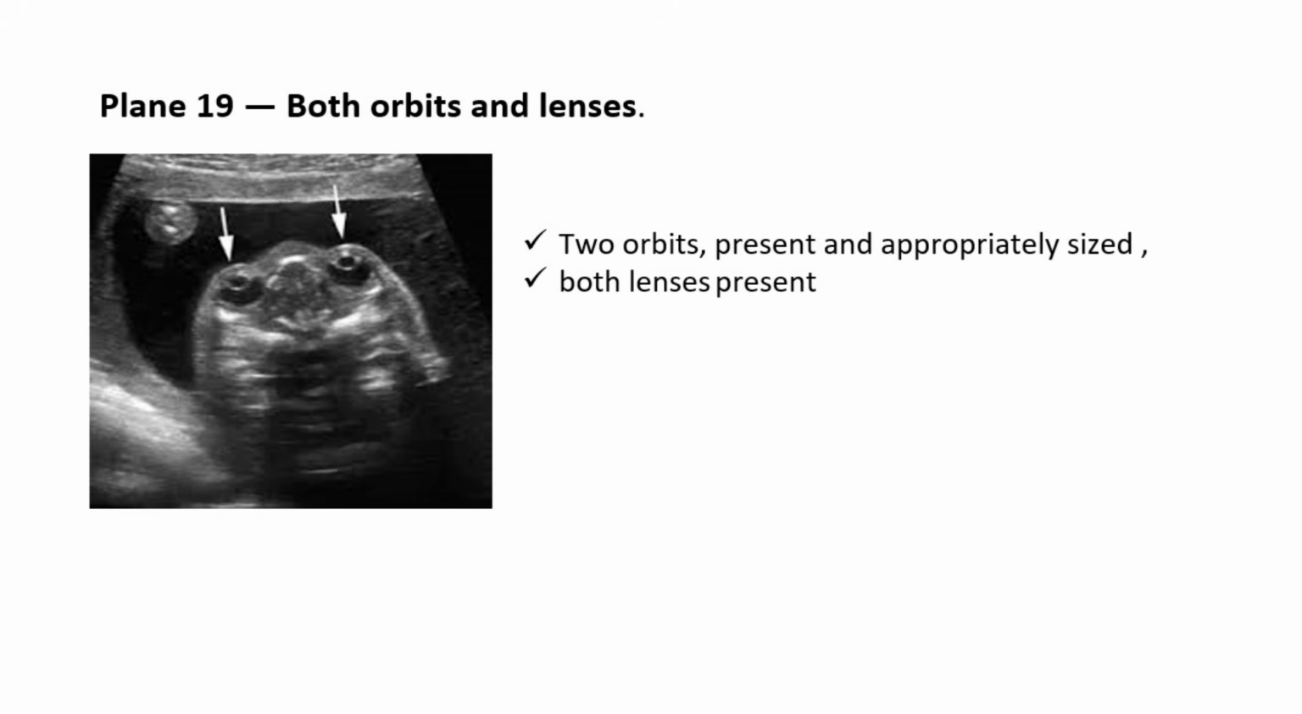Plane 19 assesses both orbits and lenses. Slide from plane 4. Confirm 2 orbits, present and appropriately sized, and both lenses: round echogenic structures within each orbit.